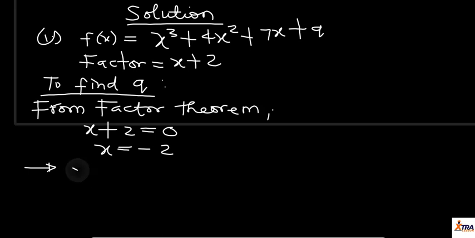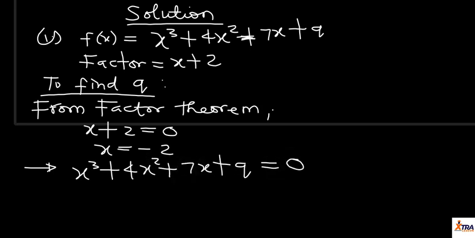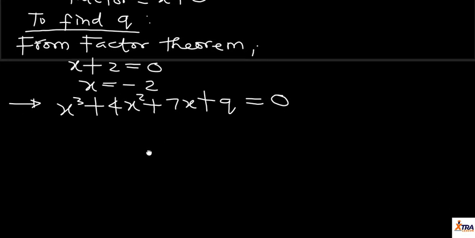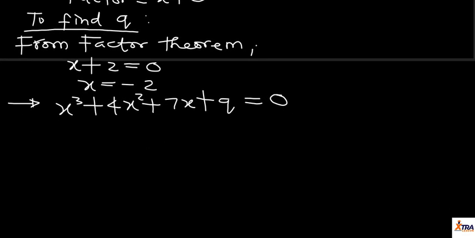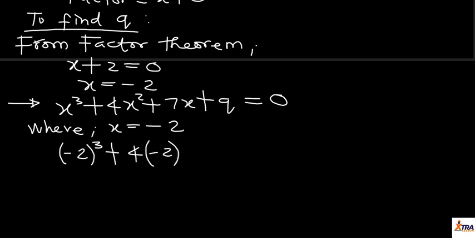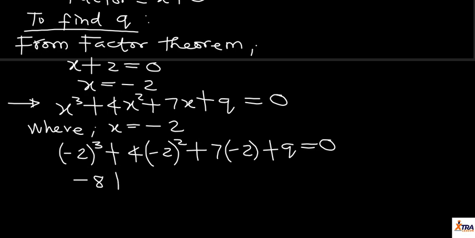So the polynomial here becomes x cubed plus 4x squared plus 7x plus q equals 0, of which we have gotten our x here from factor theorem to be minus 2. So substituting minus 2, where x equals minus 2, this will become minus 2 cubed plus 4 into minus 2 squared plus 7 into minus 2 plus q equals 0. So simplifying this, I get minus 8 plus 4 into 4 minus 14 plus q equals 0.